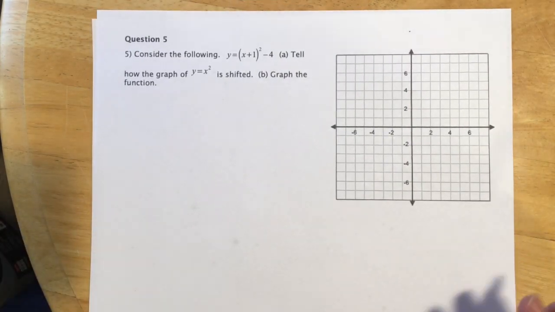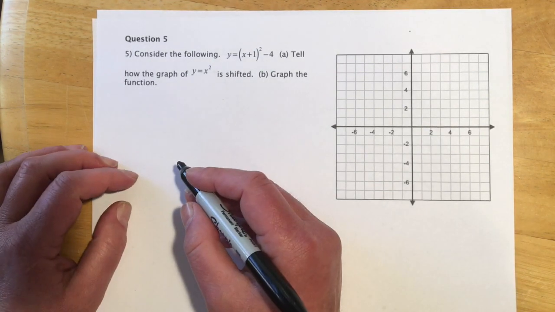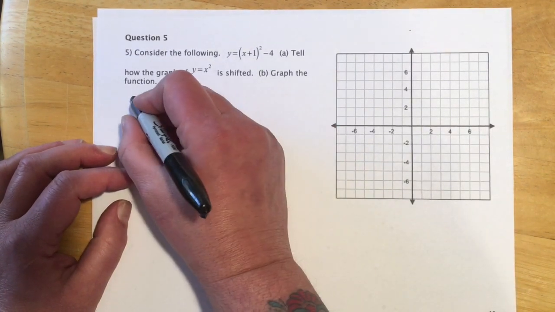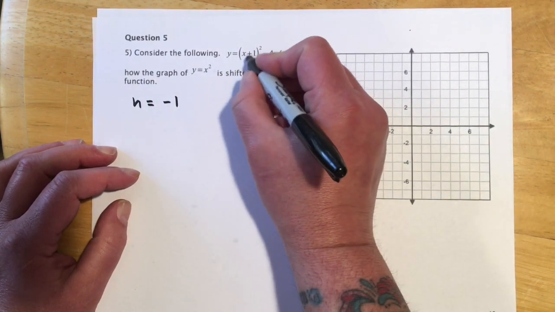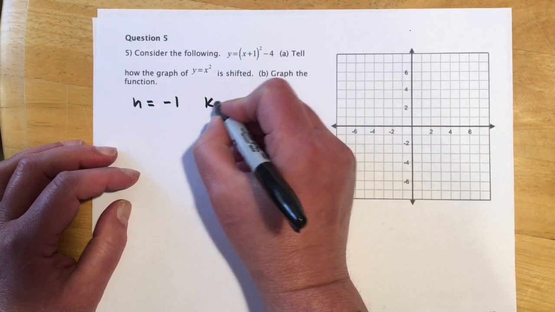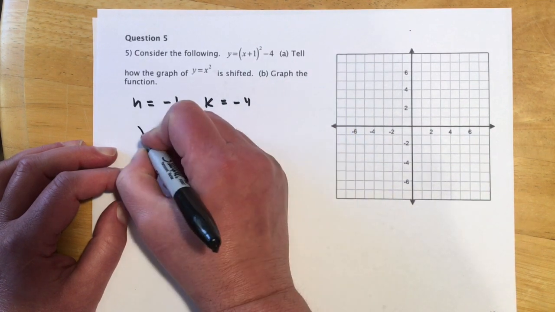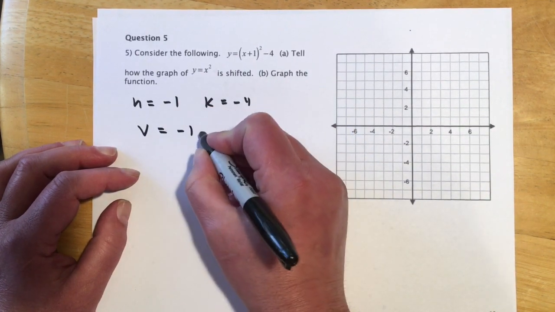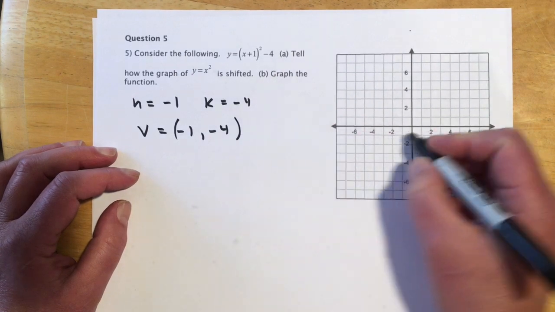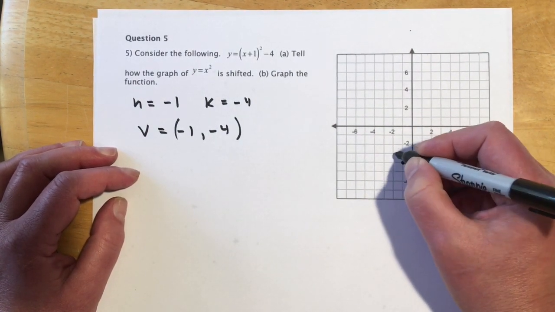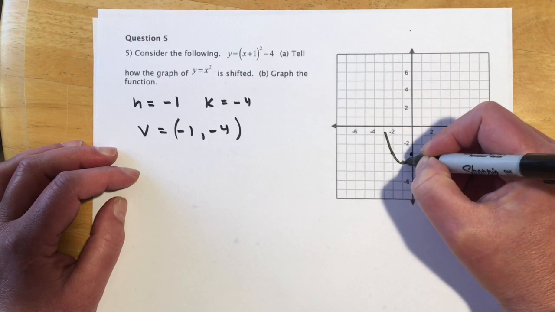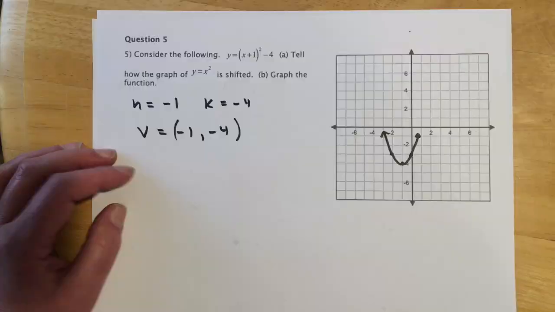Okay, so for number 5, this is the match problem to the last one that I would have you guys try. So our h, k, h is going to be -1 because it's always opposite what's showing, and k is going to be -4. So that means my vertex is at -1, -4. So x is -1, y is -4, would be down here. And then it just goes over 1, up 1 from there, as long as there's no stretch on it.